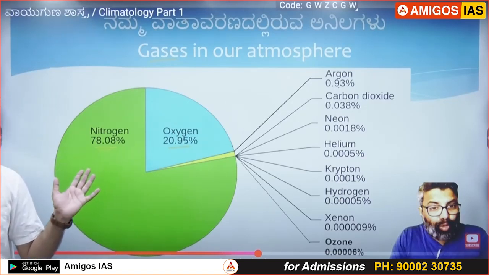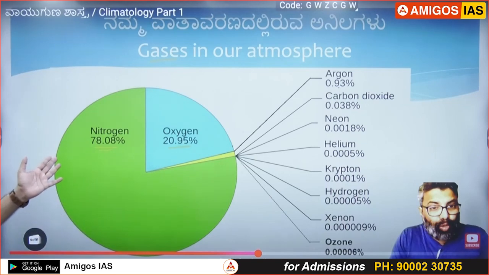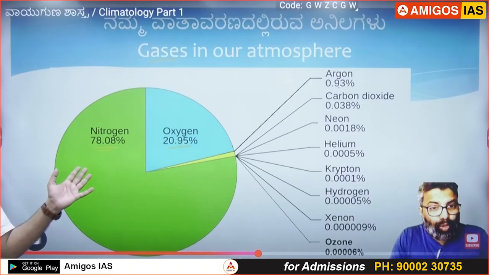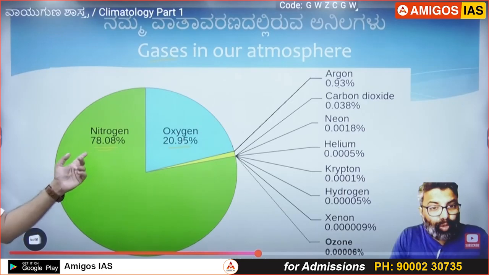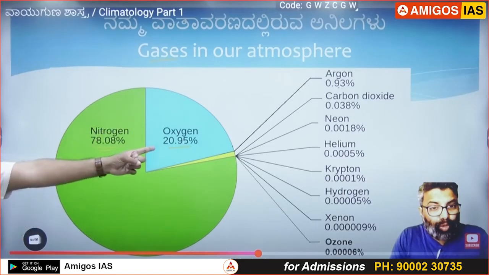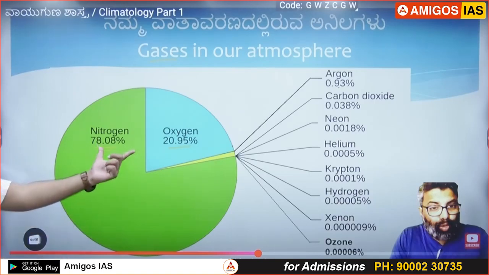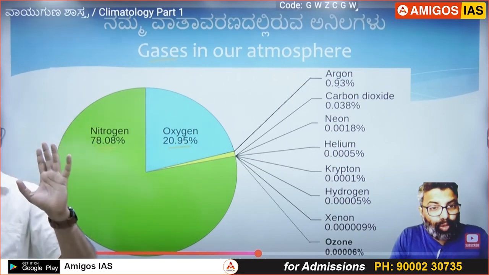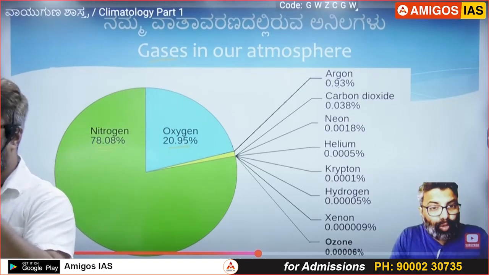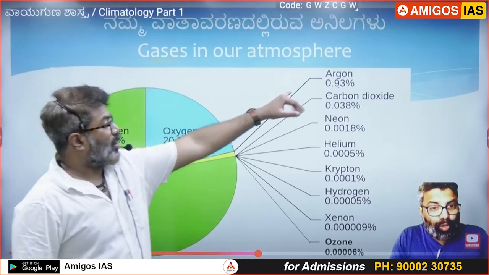Nitrogen, first one, 78%. For the first four you write the percentage. After that you don't write. Only for the first four you write the percentage, please. Nitrogen 78%. Oxygen is 21. Then you can see these two together make up 99% of the gases. If they ask which two gases are most abundant in our atmosphere, you should say nitrogen and oxygen. These two. Done.